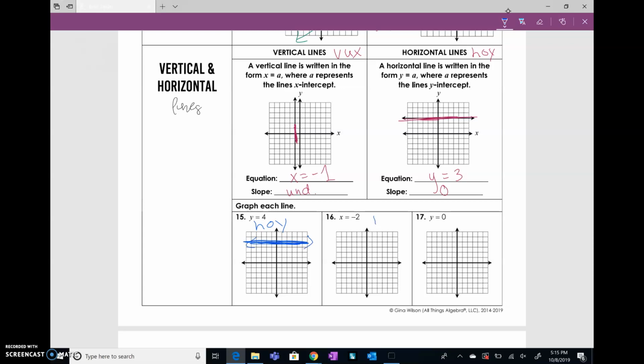x equals -2 is a Vux. Sorry, that's sloppy. So it's a vertical line at -2. Oh my gosh, that is really terrible. There we go. And then y equals 0 is a horizontal line at 0.